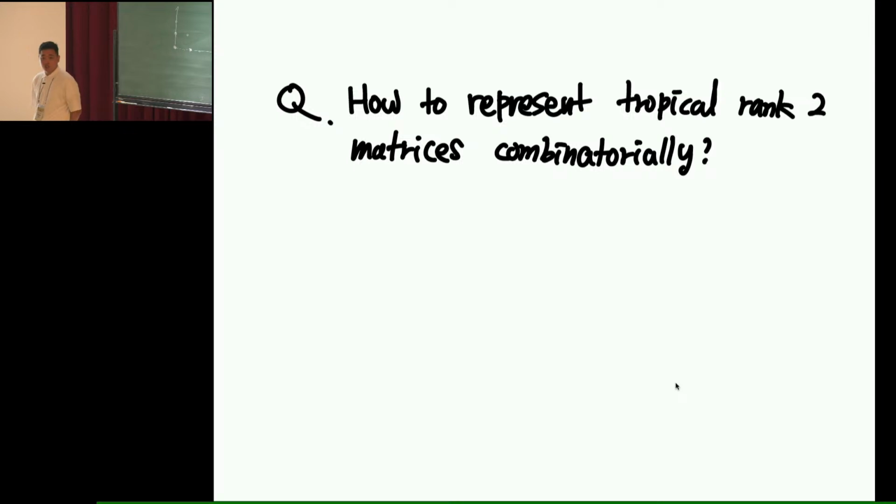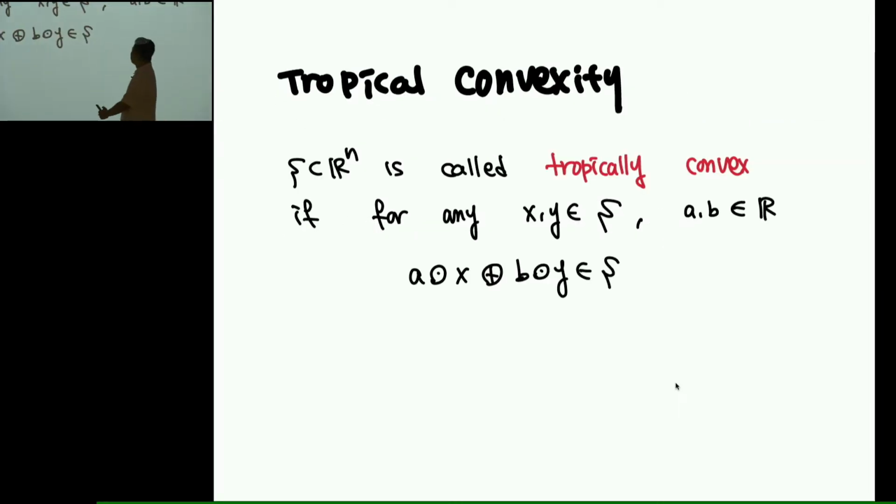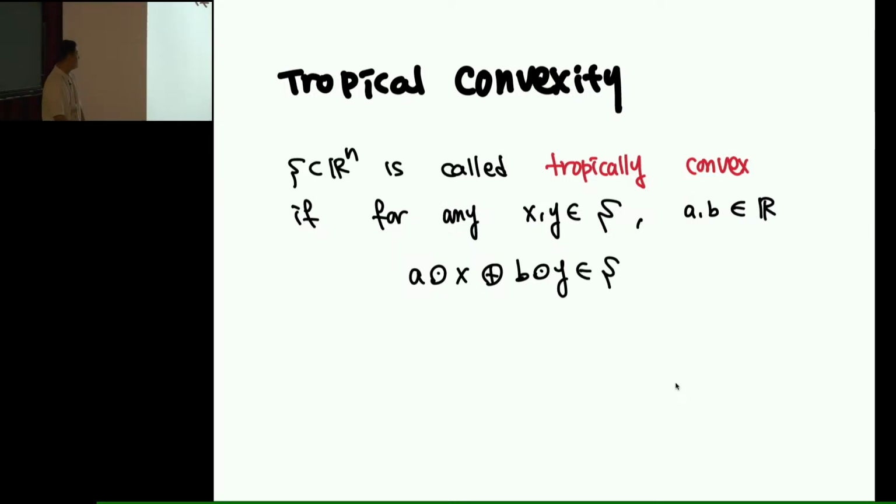And then what I want to do is describe this type of rank 2 matrices combinatorially. In order to do this, we will think about tropical convexity. So let's say that we have some set S contained in R to the n. We say that this set is tropically convex if, for any x, y in S and any real numbers a, b, the tropical expression a x plus b y is contained again inside S. You can see that this a x plus b y is the regular expression for convexity.